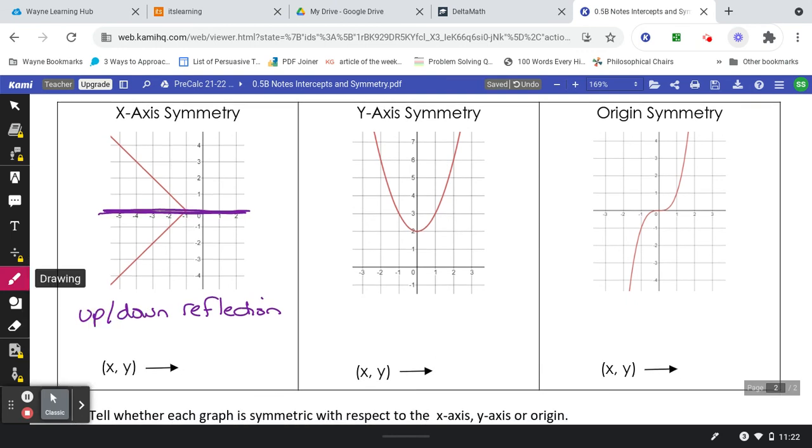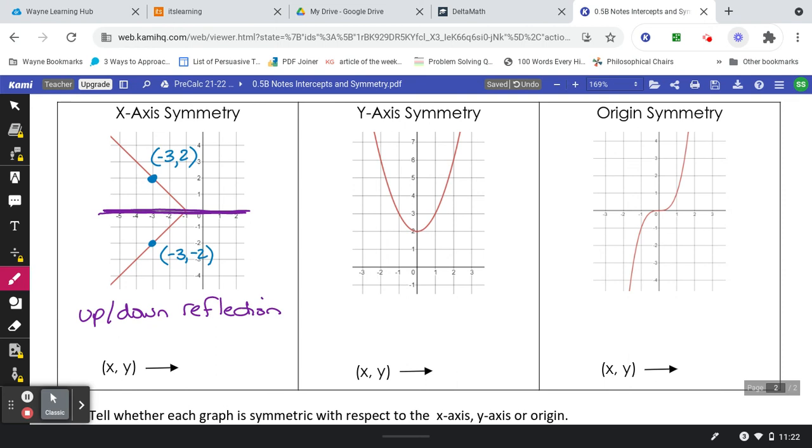Now for this next part, this x, y at the bottom here, I want to talk about a point. Let's say you have this point up here. That point is negative 3, 2. Again, I'm just naming where that point is located, negative 3, 2. If I reflected that point over the x-axis, went from up to down, it would end up right here, which would be negative 3, negative 2.